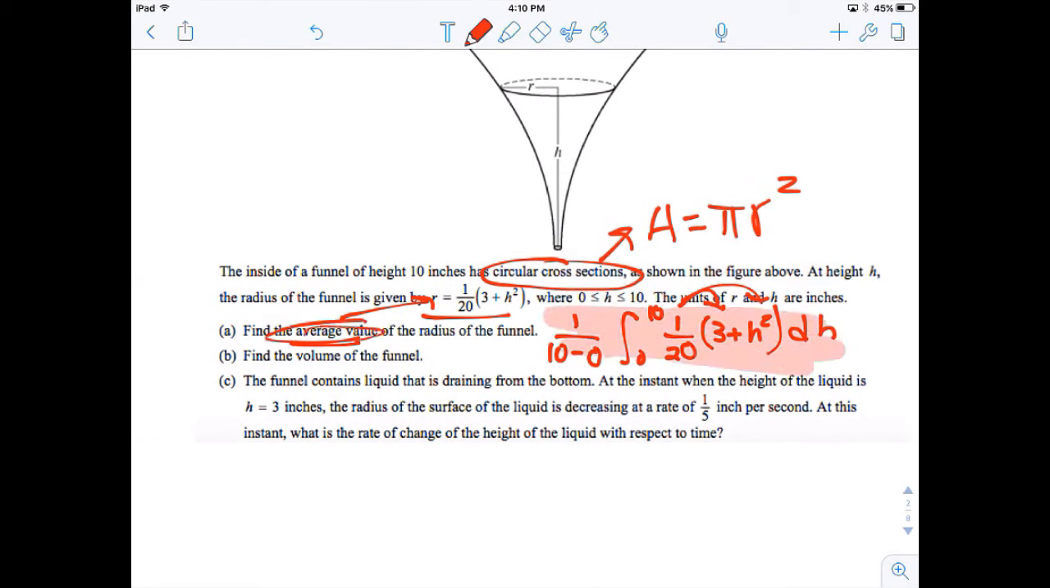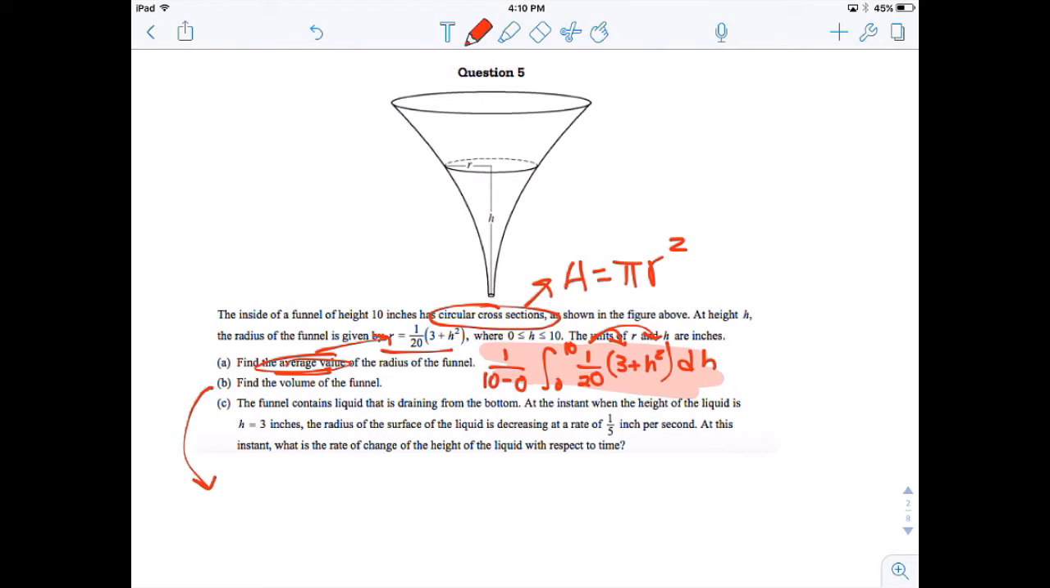So B said find the volume, and everybody went, wait, that's kind of a cone. I don't know a formula for a cone. My teacher said they'd always give me the formula for a cone. What do I do? And that's because this is not a cone. Unless they specify that it's a cone, don't assume it is. It's not. It's curved, right? And there is not a formula that you need to have memorized for volume of a funnel.